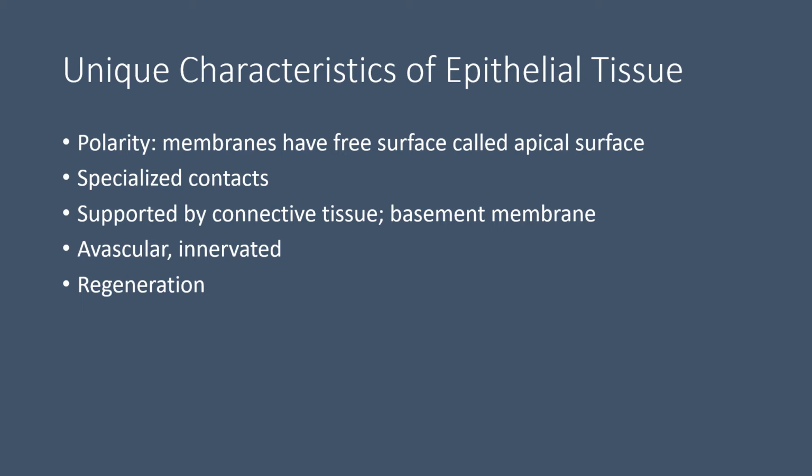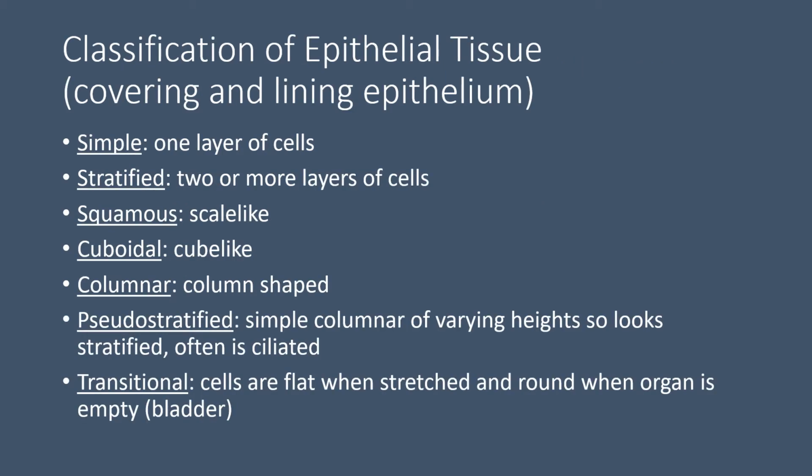Epithelial tissue is avascular, meaning it does not have a blood supply, so it's going to be dependent upon the connective tissue, that basement membrane underneath, and diffusion of nutrients and gases from it. It is innervated, meaning it does have a good nerve supply running through it, and it does tend to regenerate fairly easily as compared to other types of tissues.